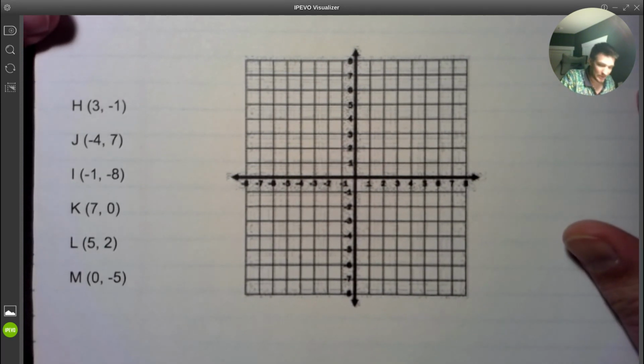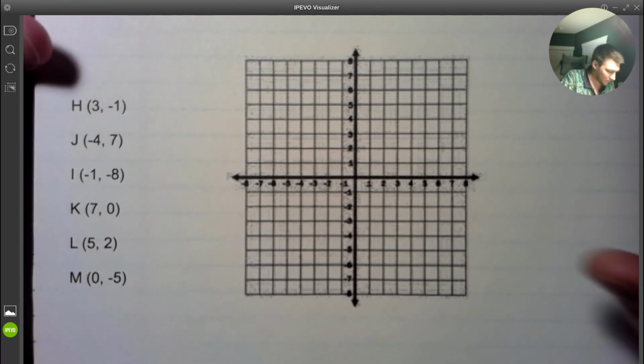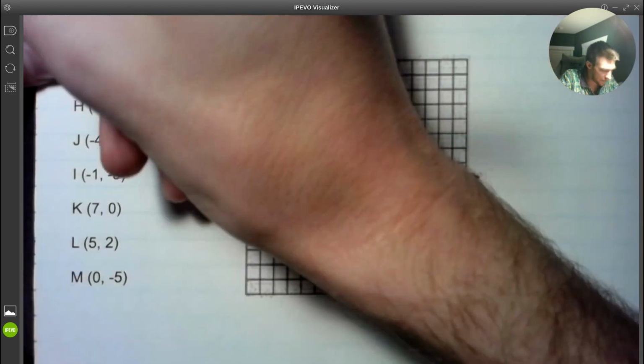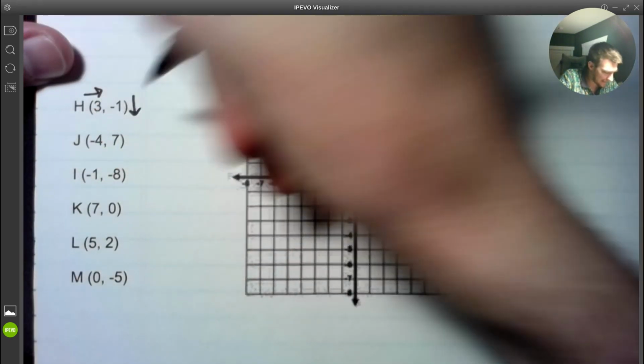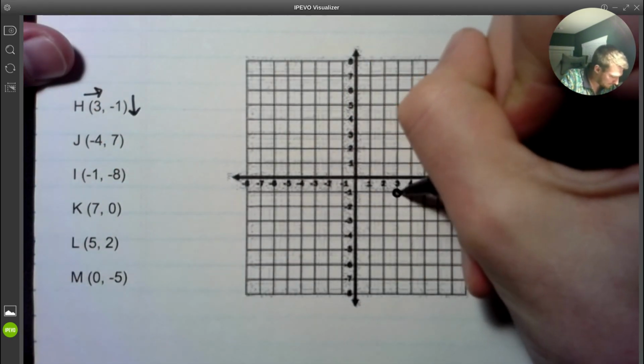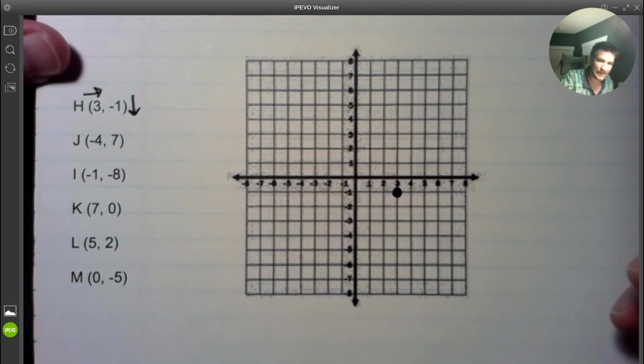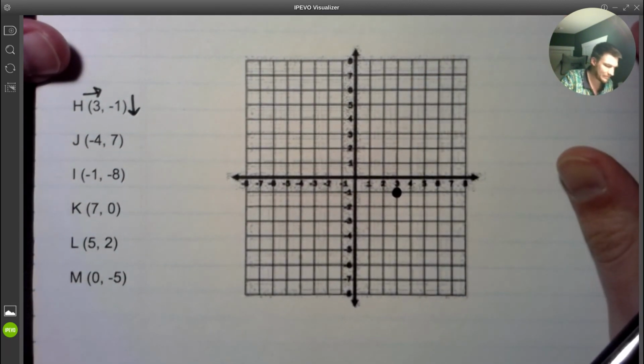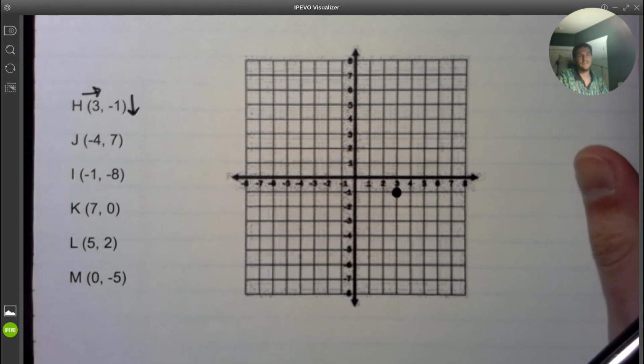Plot the following points onto the coordinate plane below. All right. 3, negative 1. That is a right and a down. 3, negative 1. That is our point H right there. I'm not even going to label them. I mean, if I label them, sure, it's just going to be messy.